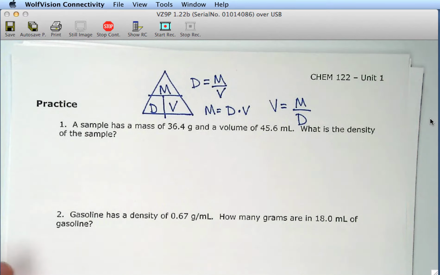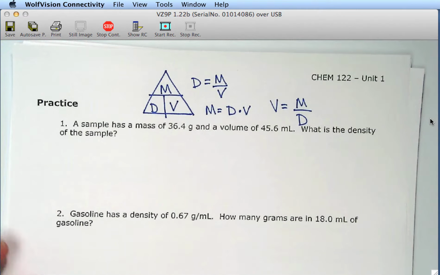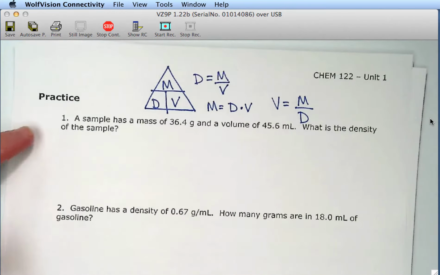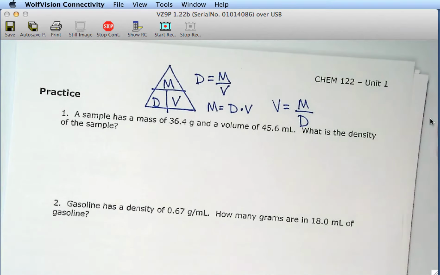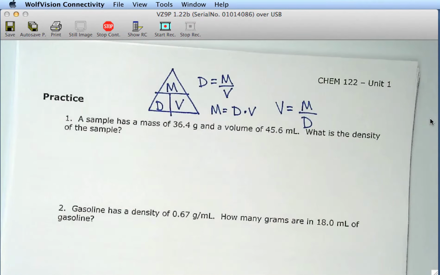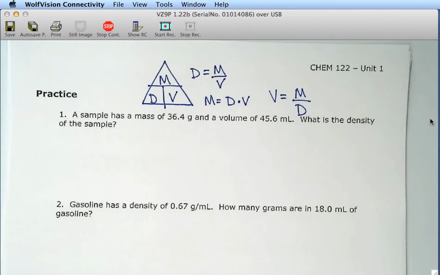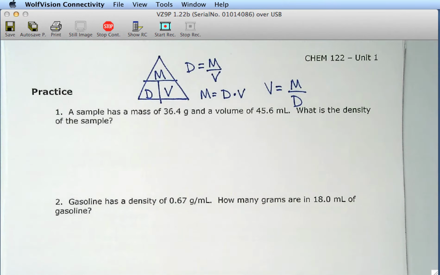So with that said, I want you to go through and work problems 1, 2, and 3, either using the conversion method or the triangle method. That's a lot easier.